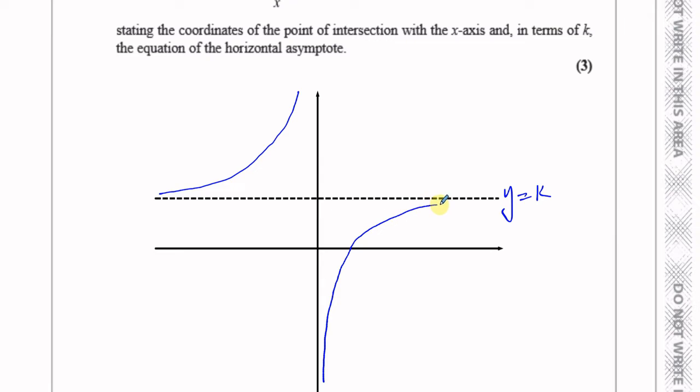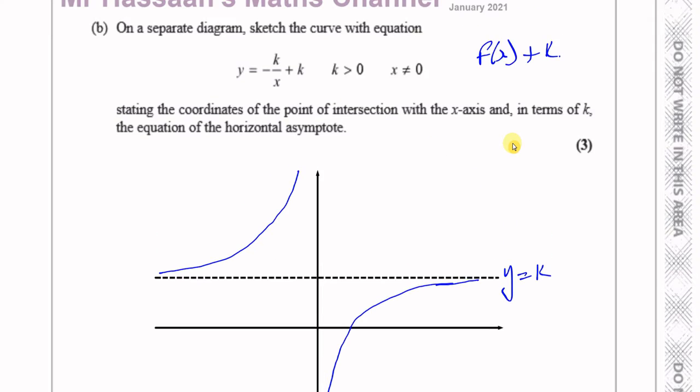Now it's going to cross the x-axis at a certain point. Don't make it curve back down. It gets closer to the asymptote without curving back down. Something like that should be fine. That's y equals minus k over x plus k. That's what we had to draw.